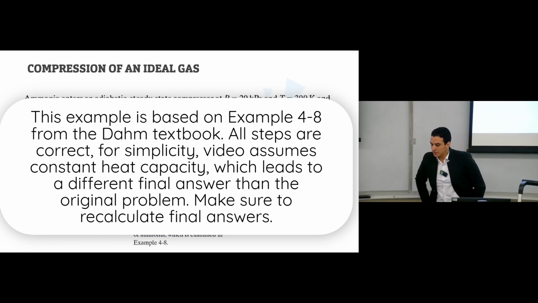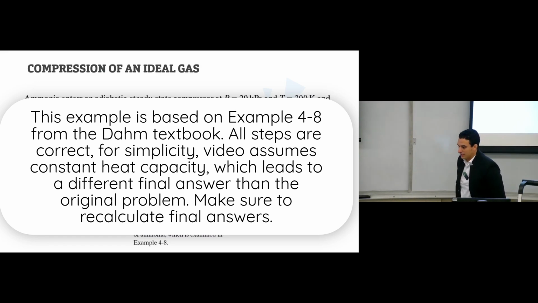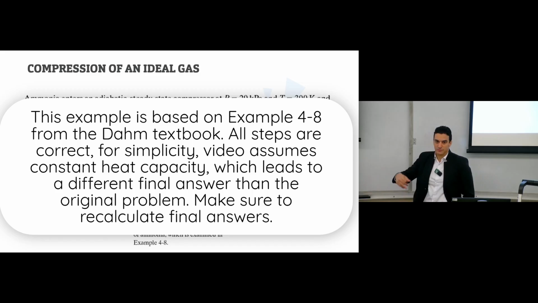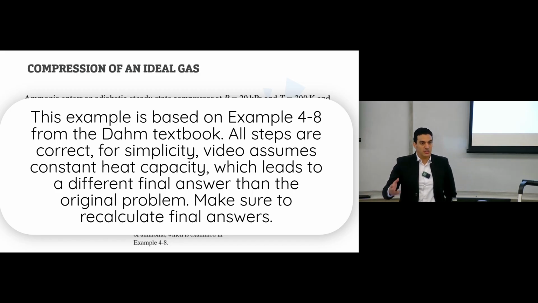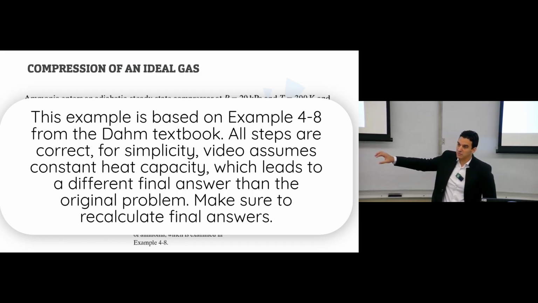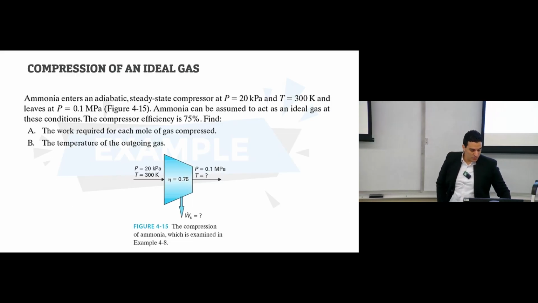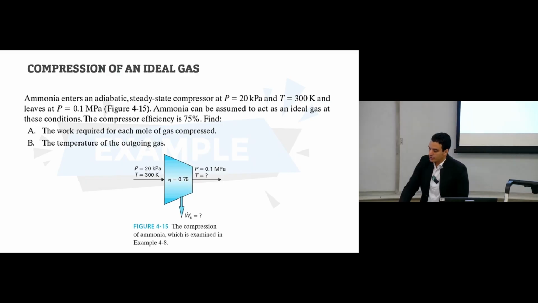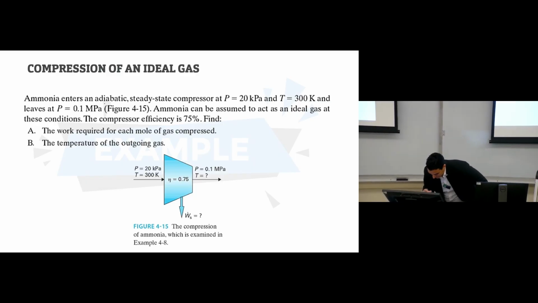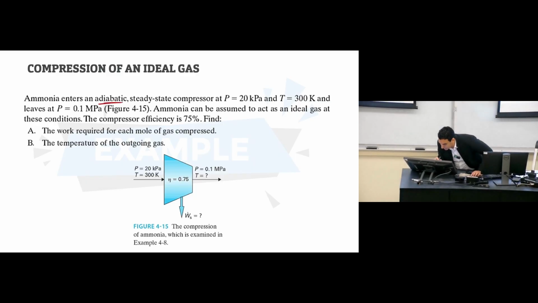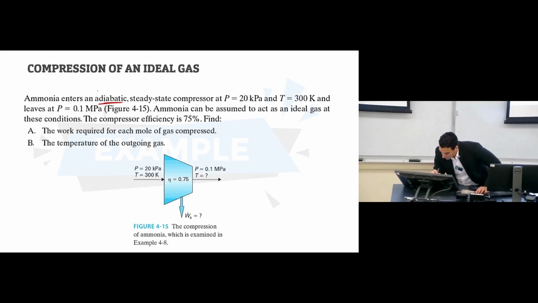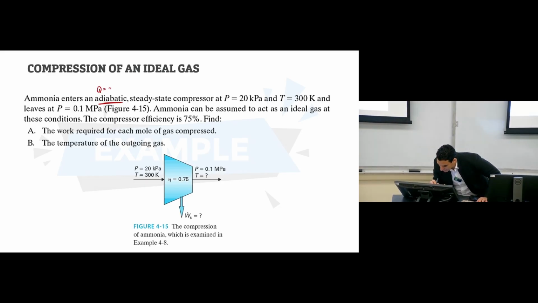Let's take an example to see how we can use the conservation of mass, conservation of energy, and entropy balance with the definition of isentropic efficiency to solve this example. This example says we have ammonia. This ammonia enters an adiabatic, so this word adiabatic means Q is 0.